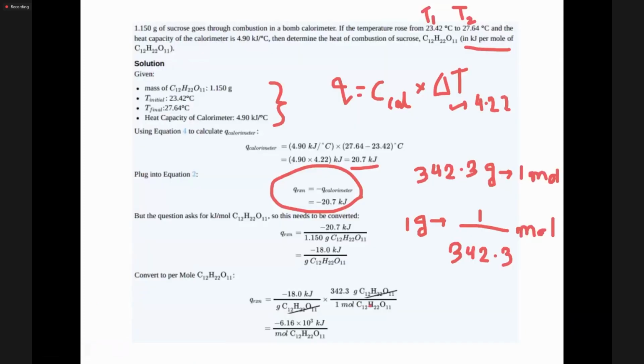So finally, we have got the answer that in case of sucrose burning, the heat of combustion of sucrose, that is Q of reaction, will be around minus 6.16 into 10 to the power 3 kilojoule per mole.